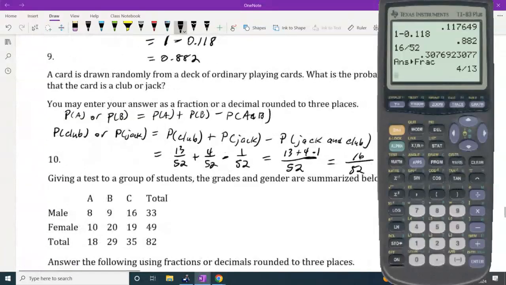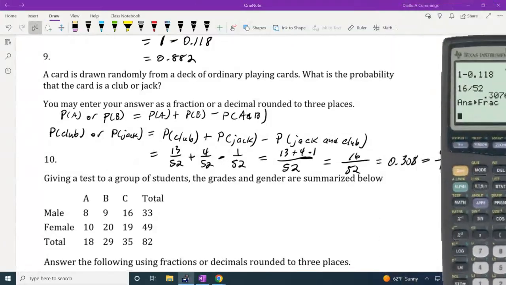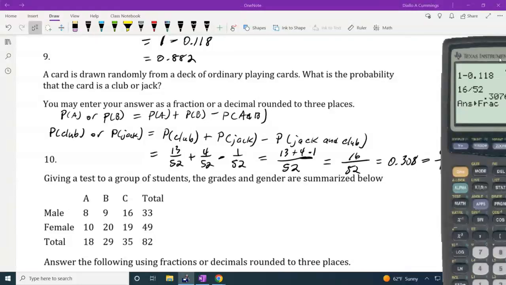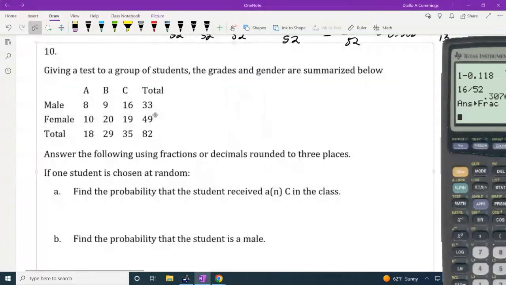Right. Any questions about number 9? You will see one similar to that on the test. Right. Number 10.